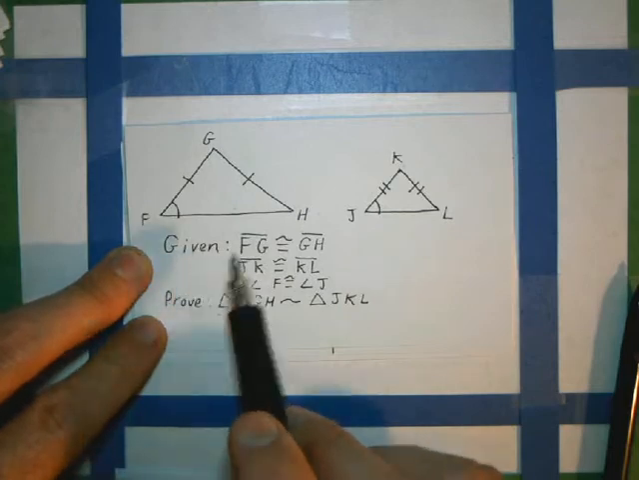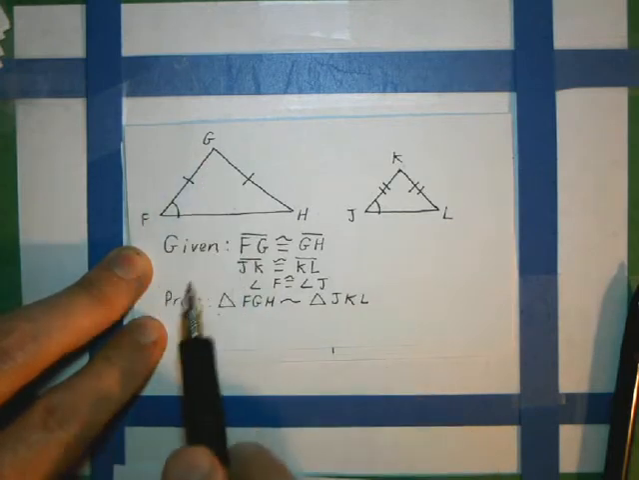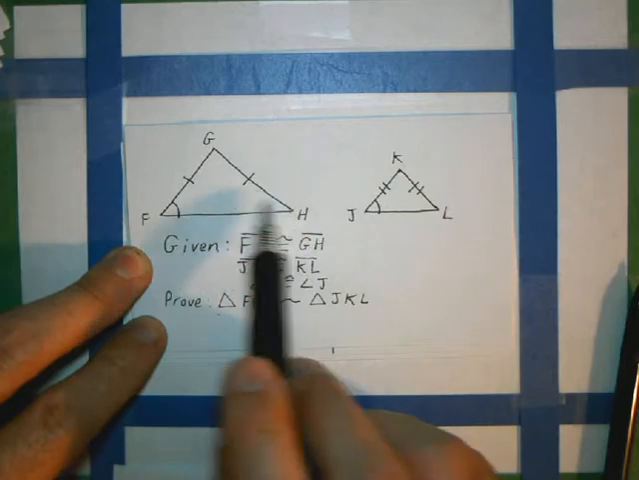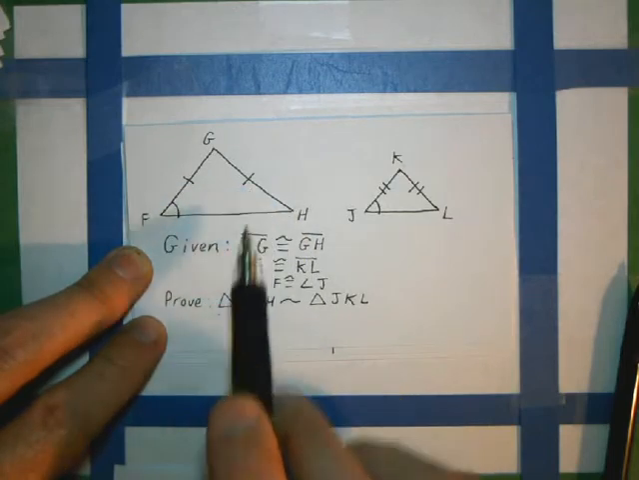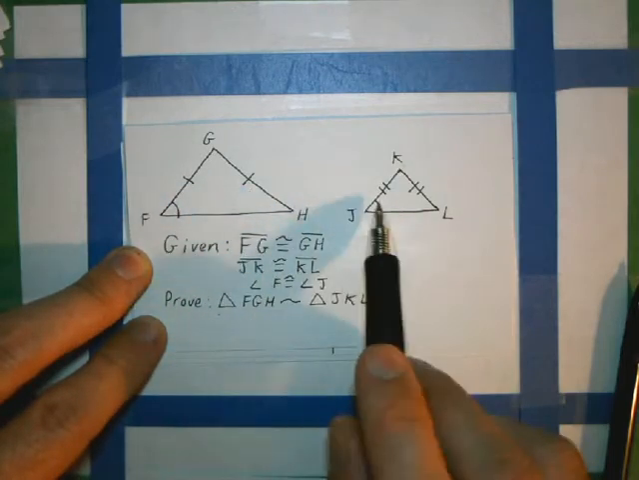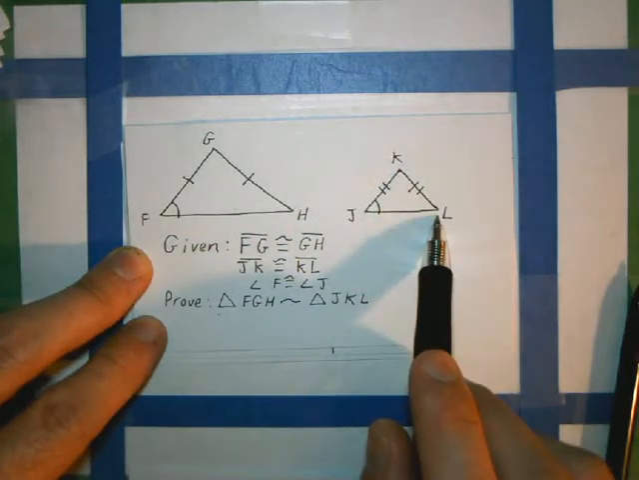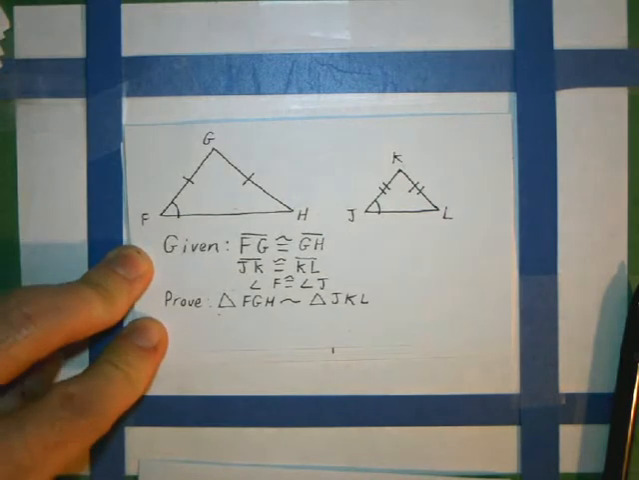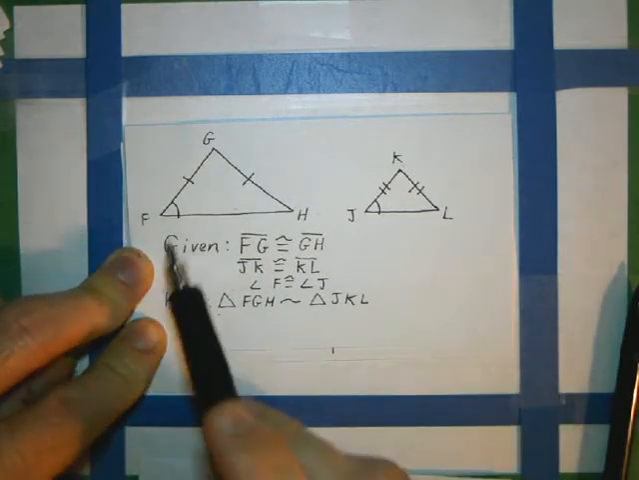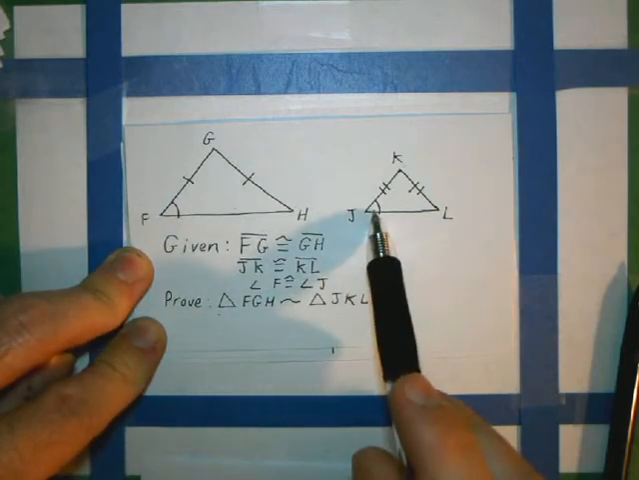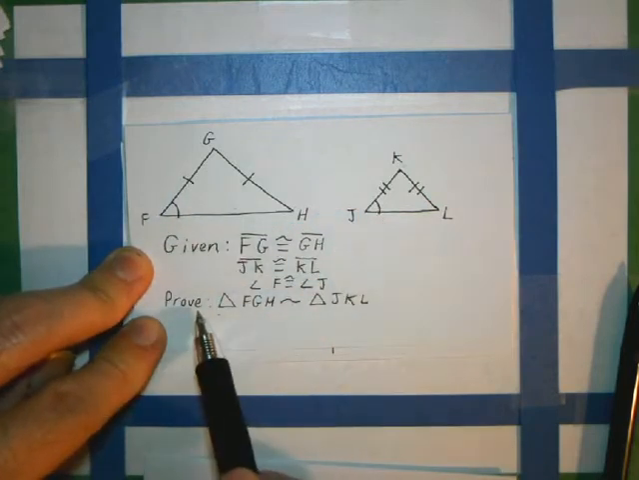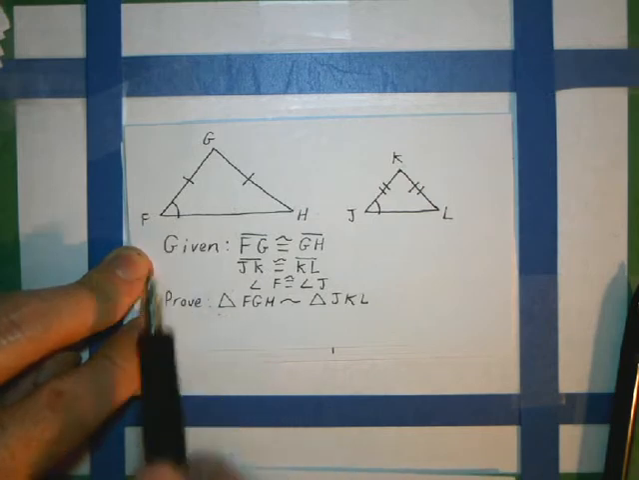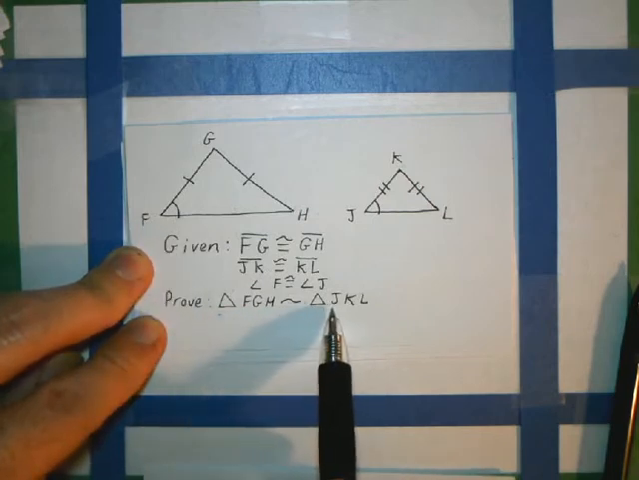So in this problem, you're given that FG is congruent to GH, so they've got the congruent marks here, that JK is congruent to KL, so we've got our congruent marks here so we can see that, and then they tell us that angle F is congruent to angle J. And they want us to prove that triangle FGH is similar to triangle JKL.